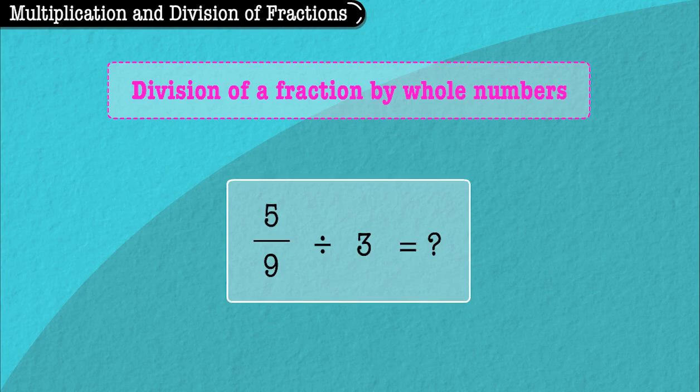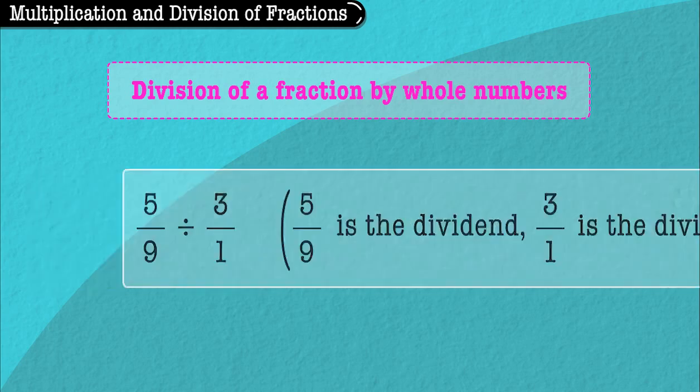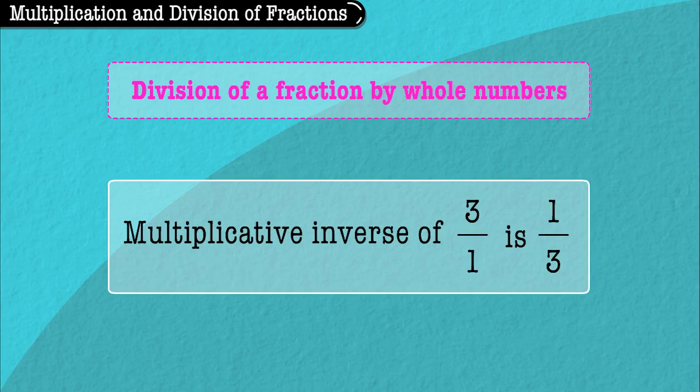To carry out the division, we first write the whole number as a fraction. That is, 3 is written as 3 by 1. 5 by 9 is the dividend and 3 by 1 is the divisor. Then, we find the multiplication inverse or reciprocal of the divisor. That is, the reciprocal of 3 by 1 is 1 by 3.